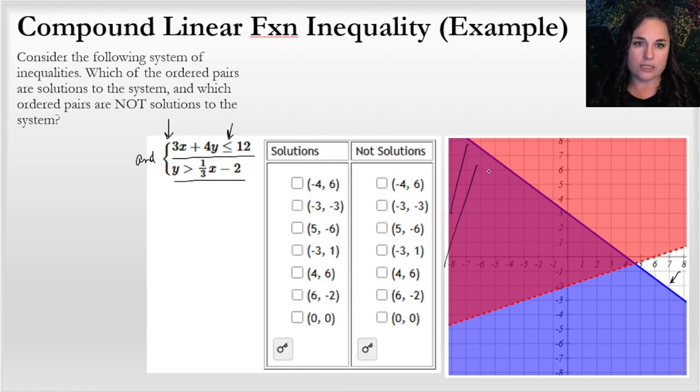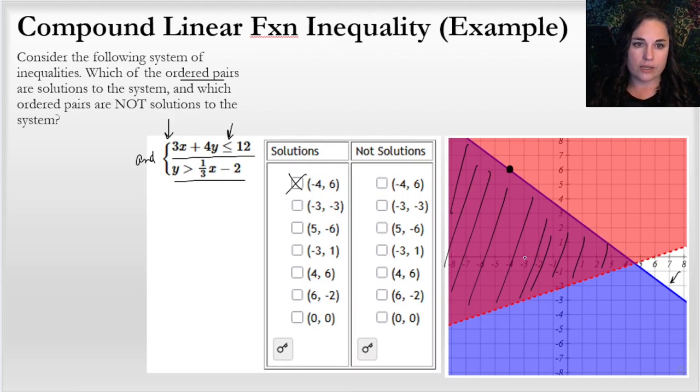So we can see in here, this is the region in which the values of the output satisfy those two inequalities. So it says, for these points, consider the following system of equations: which ordered pairs shown are solutions to the system and which are not. Well, we can just look at the graph and see where the point is, and is it within that region. So negative 4, 6, it's on the line. I know if I have a solid line, that's included in the solution set, so I can say yes on that one.